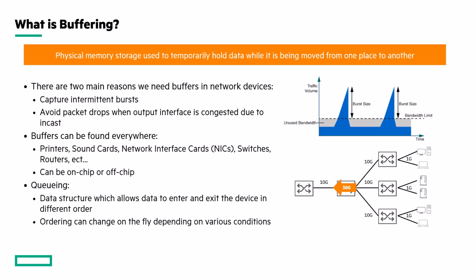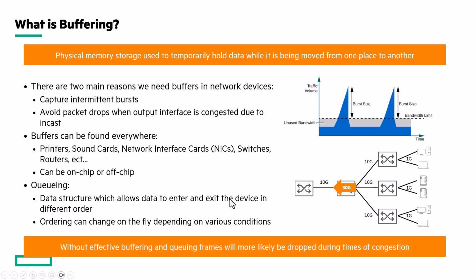And of course, buffers are found everywhere: printers, sound cards, NICs, switches. They can be on chip or off chip. And there's always a queuing structure involved, where this is the data structure which allows data to enter and exit the device in a different order. And that ordering can change on the fly depending on various conditions. And really, the bottom line is without effective buffering and queuing, frames are going to be more likely to be dropped during times of congestion.